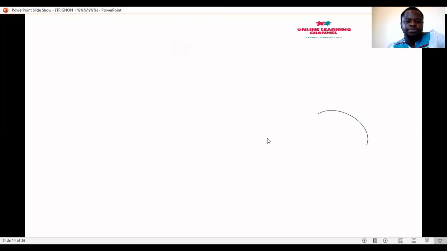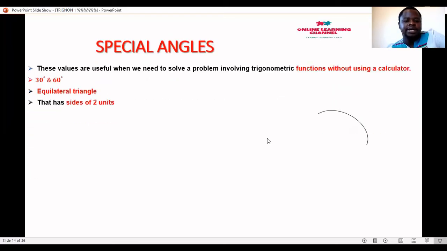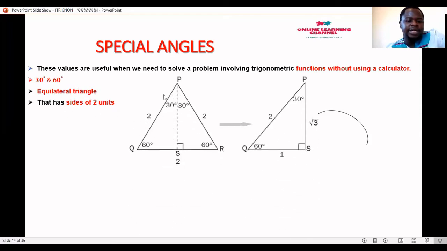So let's look at the special angles. These values are useful when we need to solve problems involving trigonometric functions without the use of a calculator. We look at 30 degrees and 60 degrees by using an equilateral triangle. We know that in an equilateral triangle, PQR, all sides are equal, this 2, 2, 2. And that is a set of two lengths, yes.